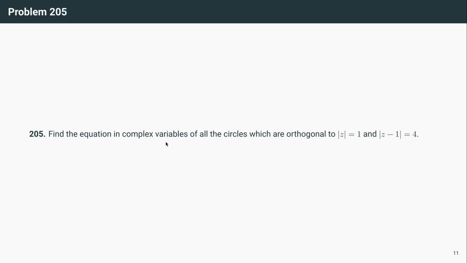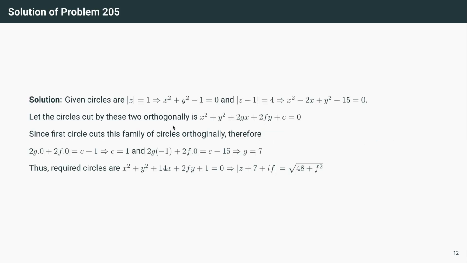Find the equation in complex variables of all the circles which are orthogonal to mod Z is equal to 1 and mod Z minus 1 is equal to 4. So we have two circles, that is mod Z is equal to 1, that is x square plus y square minus 1 is equal to 0. And the second circle is x square minus 2x plus y square minus 15 is equal to 0. So we let the family of circles which will cut these two orthogonally be x square plus y square plus 2gx plus 2fy plus c is equal to 0.